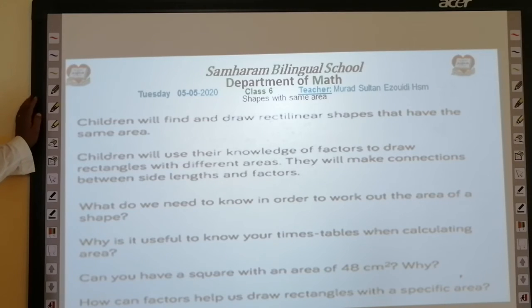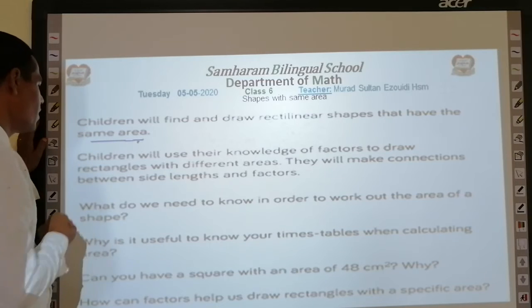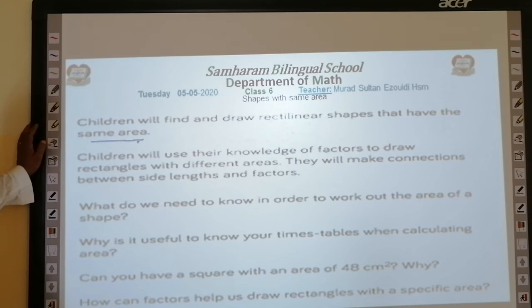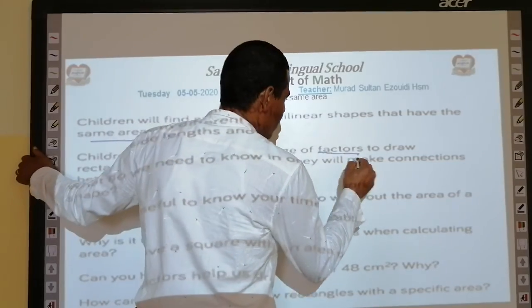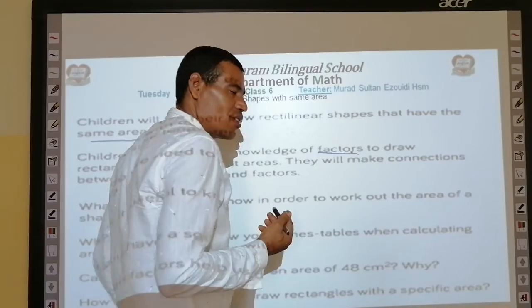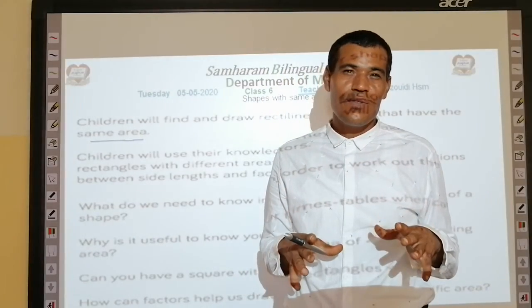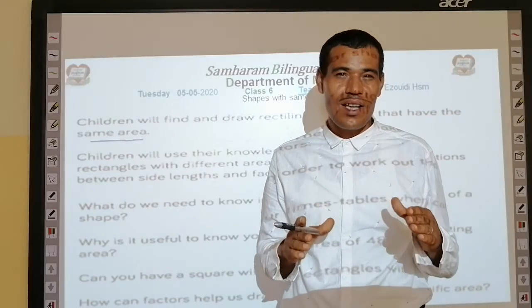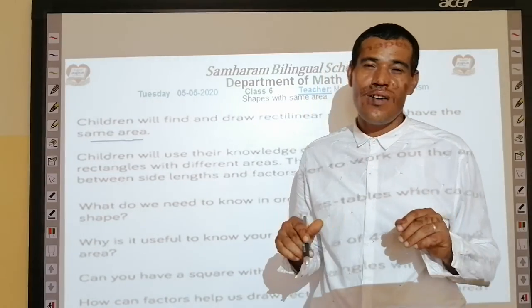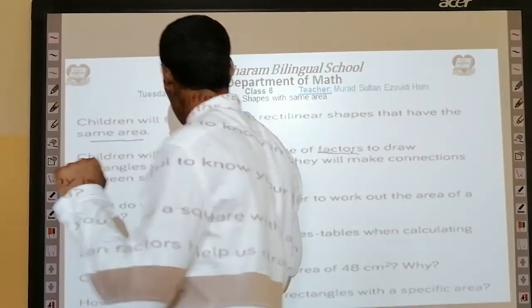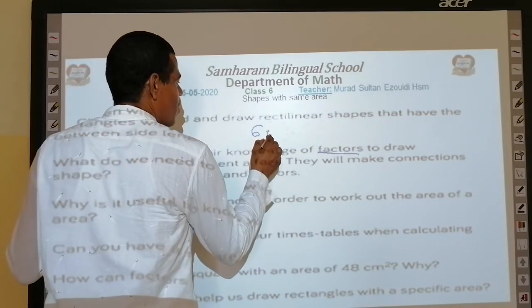Now, okay, shapes with the same area. A student will find and draw rectilinear shapes that have the same area. Students also use their knowledge of factors to draw rectangles with different areas. Meaning that, for example, if I tell you to try to draw 3 different rectangles that have the same area of, for example, 6 centimeters or meters squared.